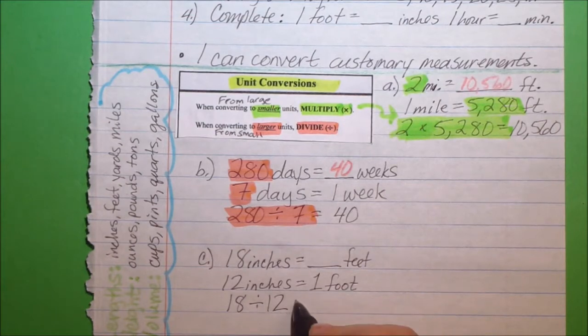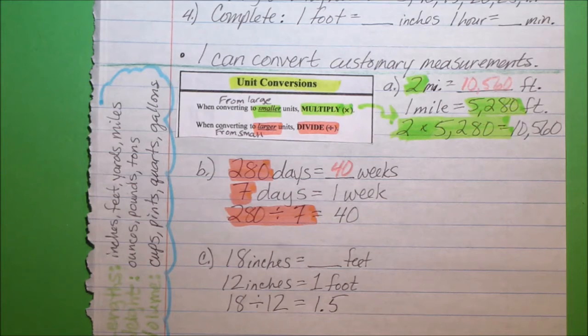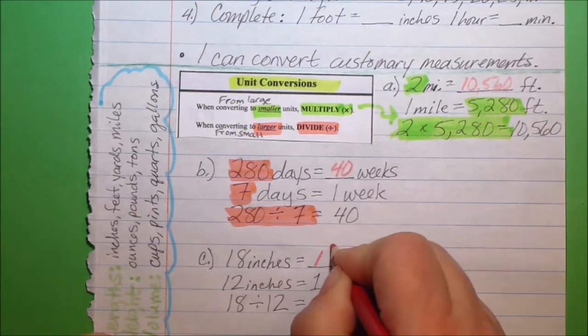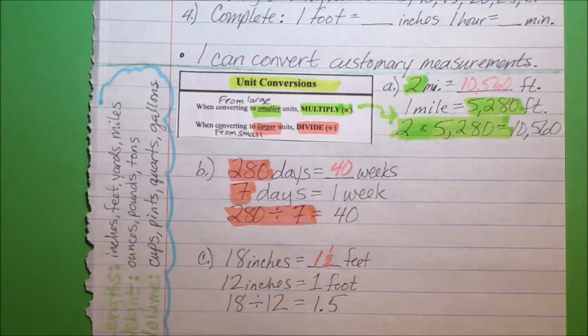And 18 divided by 12 is 1 5/10, 1 1/2. 12 goes into 18, 1 1/2 times. And you can show this as 1 1/2 or 1 5/10. Usually in customary measurements, we use fractions, and in metric we use decimals. But you could write it either way, and it's correct. So I'm going to write 1 1/2.